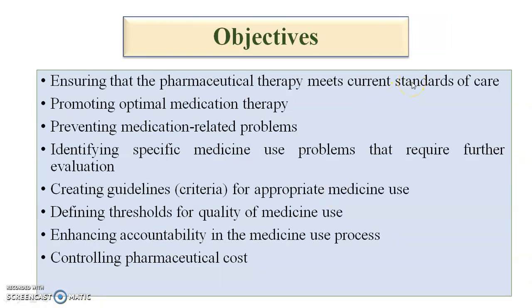So one must have some objectives of doing DUE. The main objective of doing a drug utilization evaluation study is ensuring that every pharmaceutical therapy or drug therapy should meet current standards of care, or criteria or guidelines which are available for diagnosing a particular disease. For example, if you take hypertension, we have the JNC 8 criteria to treat hypertension, whether the particular criteria is followed or not, that has to be checked.